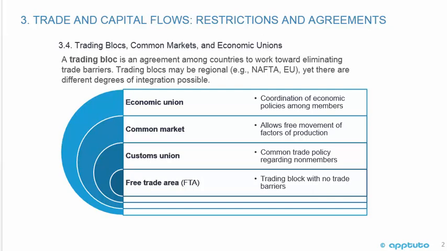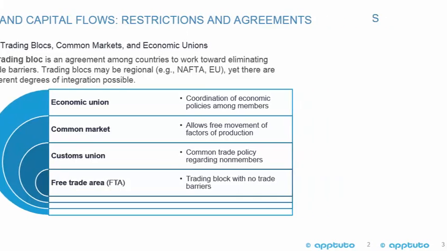An economic union is a coordination of economic policies among members. A common market allows free movement of factors of production. A customs union is a common trade policy regarding non-members. And finally, a free trade agreement, FTA, is a trading bloc with no trade barriers.